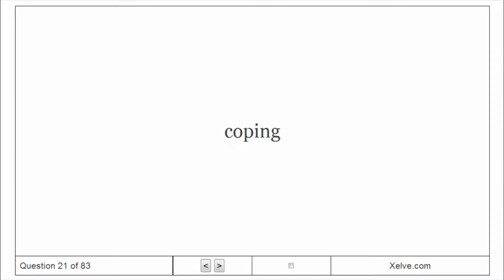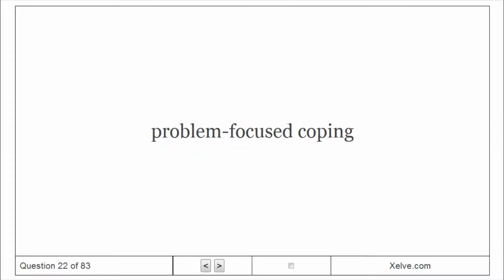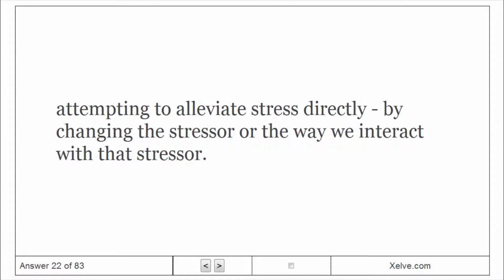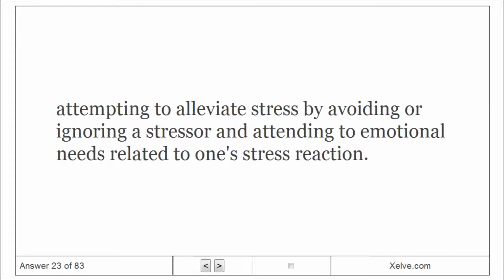Coping. Alleviating stress using emotional, cognitive, or behavioral methods. Problem-focused coping. Attempting to alleviate stress directly, by changing the stressor or the way we interact with that stressor. Emotion-focused coping. Attempting to alleviate stress by avoiding or ignoring a stressor and attending to emotional needs related to one's stress reaction.